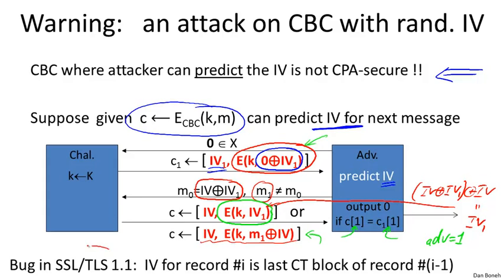In particular, even in the SSL protocol in TLS 1.1, it turns out that the IV for record number I is in fact the last ciphertext block of record number I-1. That means that given the encryption of record number I-1, the adversary knows exactly what IV is going to be used for record number I. Very recently, just last summer, this was actually converted into a pretty devastating attack on SSL. We'll describe that attack when we talk about SSL in more detail, but for now I wanted to make sure you understand that when you use CBC encryption, it's absolutely crucial that the IV be random.